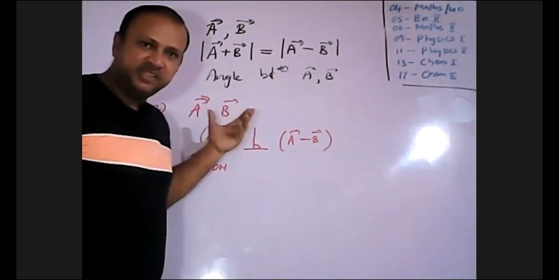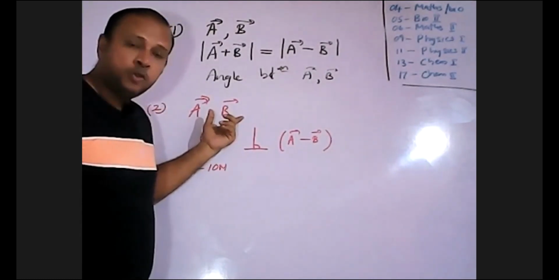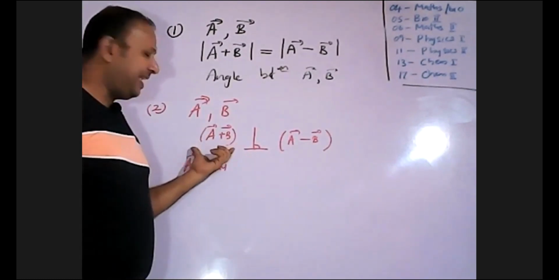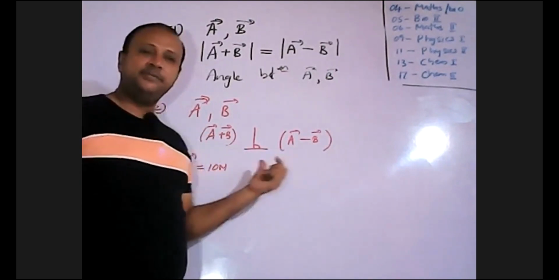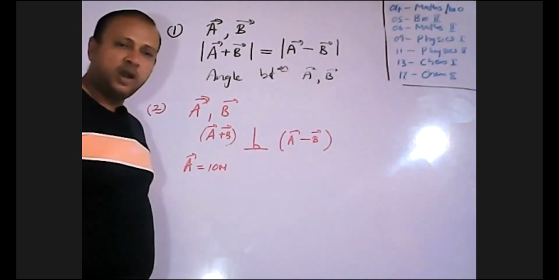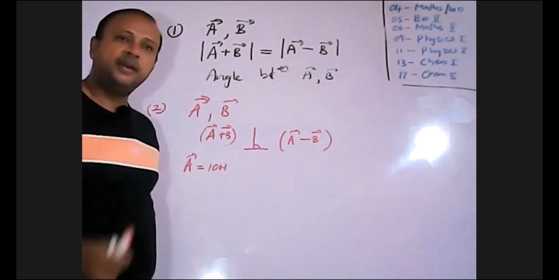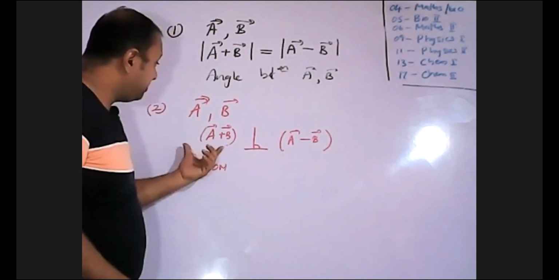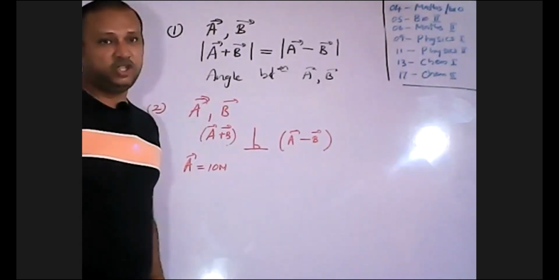this is the question. Suppose A and B are two non-zero vectors, and A plus B vector is perpendicular to A minus B vector. You are given A vector is equal to 10 Newton in magnitude, and you are asked to find the magnitude of B vector. So, what should I do? I have to convert this vector relationship into a geometrical relationship.